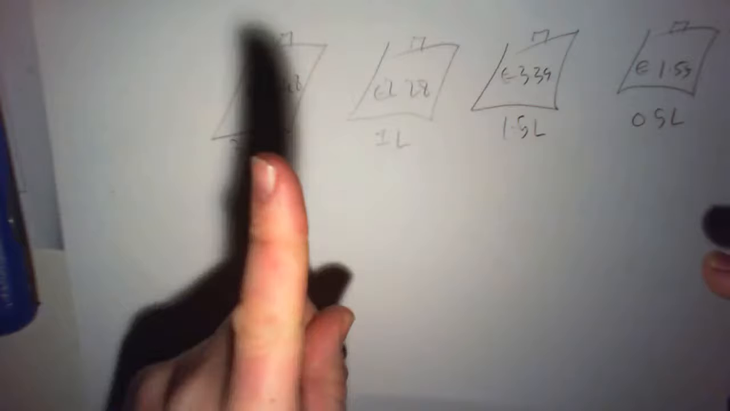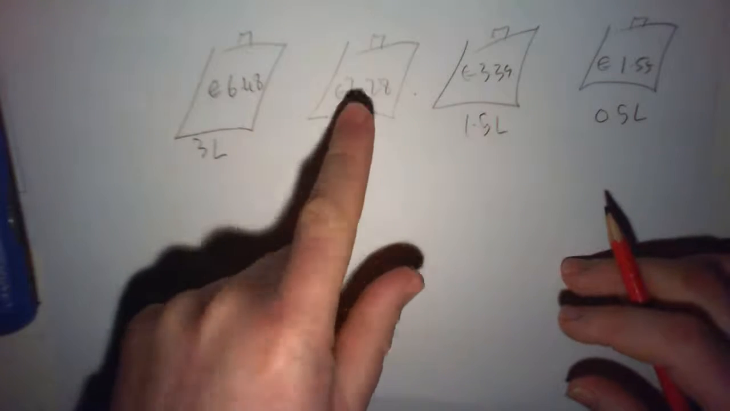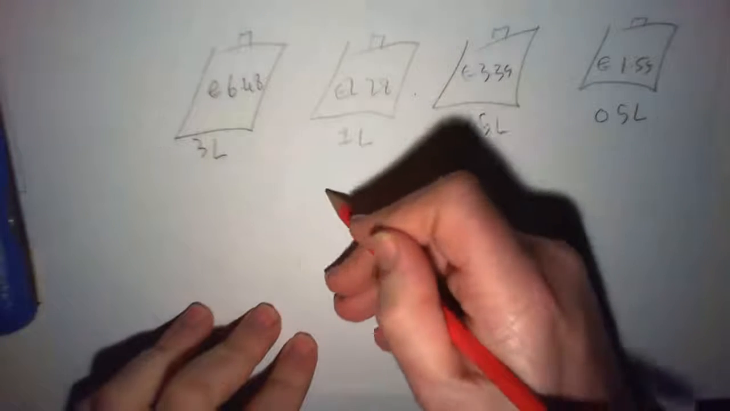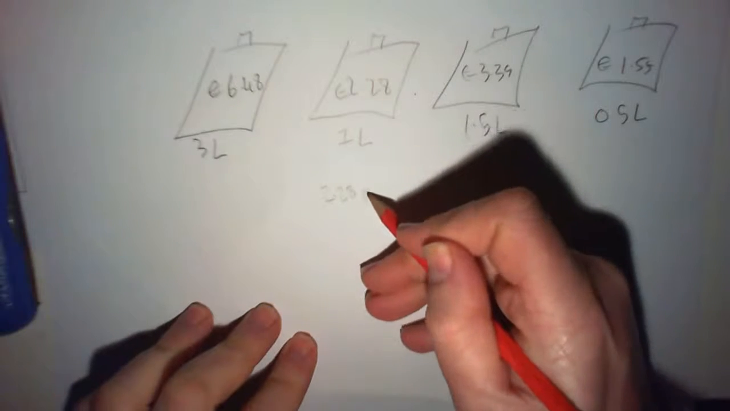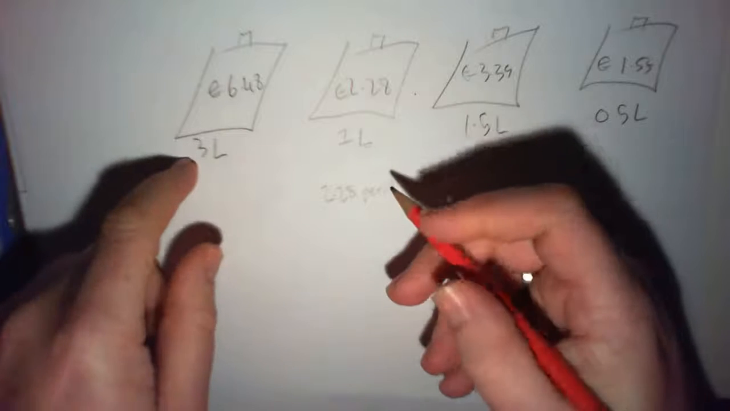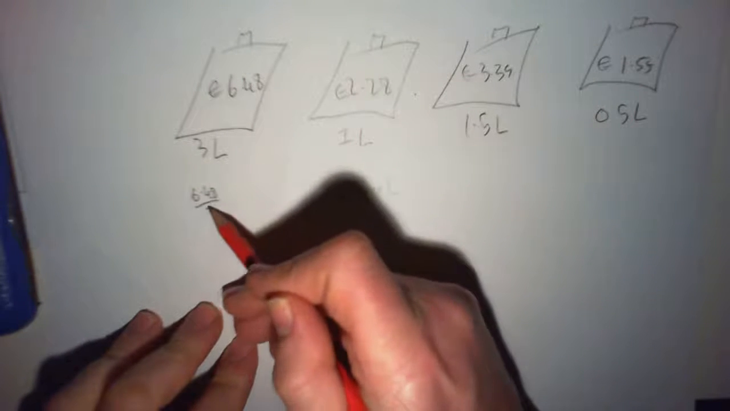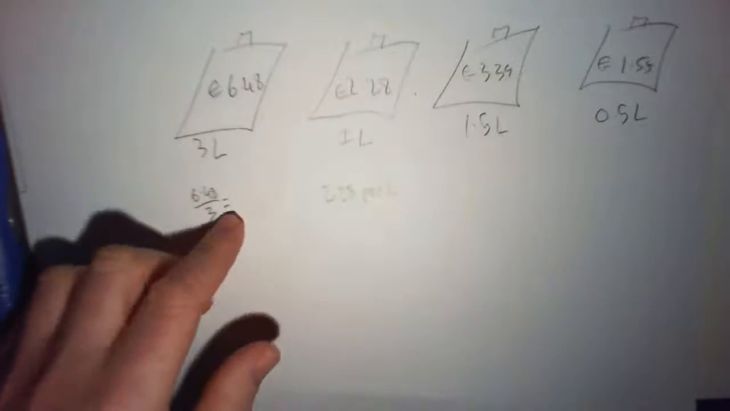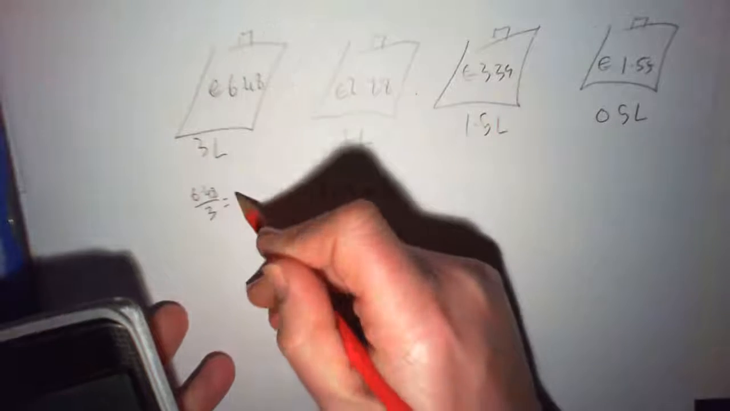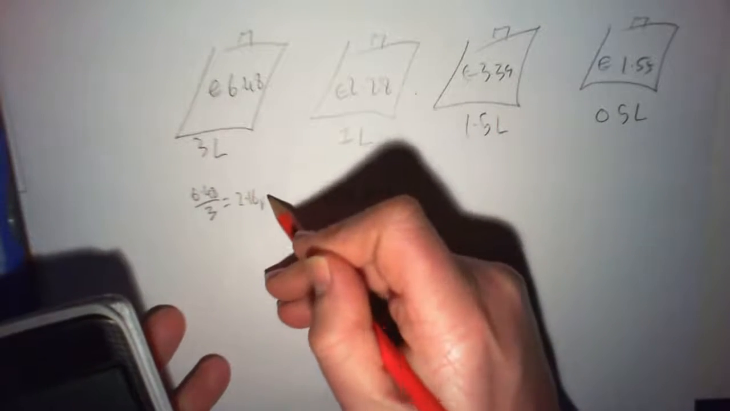Find the cost of 1 liter of each, and then which one is the most expensive and which is the cheapest. So how do we do this? Well, we already know the cost of 1 liter of this one, okay? That's €2.28 per liter. How do I find this one? You divide 648 by 3 liters, and that gives you the cost per liter. So 648 divided by 3, 216 per liter.